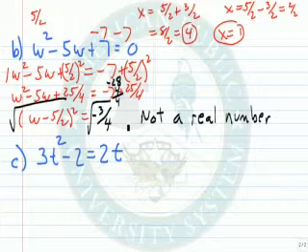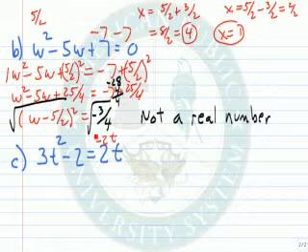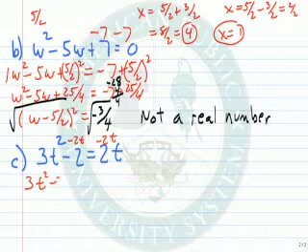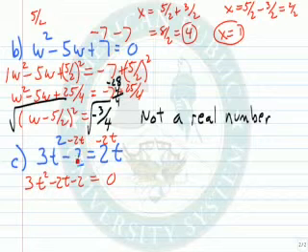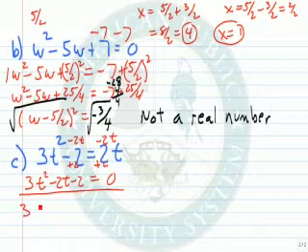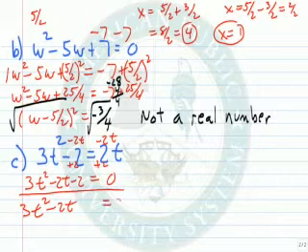Let's try one more. Suppose we had 3t squared minus 2 equals 2t. Let's subtract 2t from both sides of the equation because we want all the terms on the left except for the constant term. So we move this over. Now let's add 2 to both sides. So we have 3t squared minus 2t equals 2.